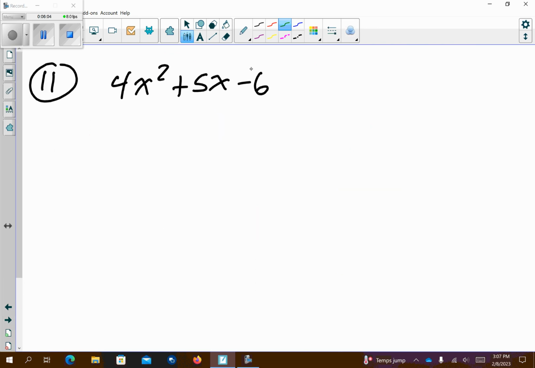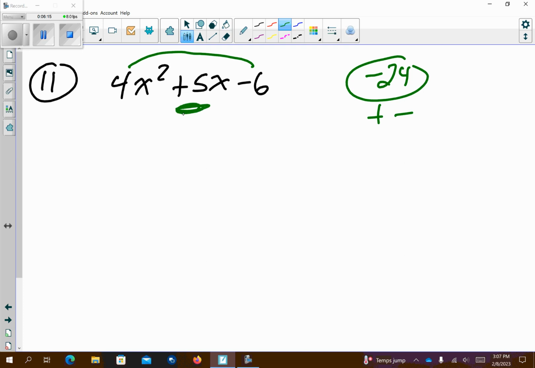Problem number 11, we're going to do the same thing. I'm going to multiply the last times the first, which is negative 24. In order to get a negative number, I have to have a positive and a negative. I want to figure out which are positive and which are negative, though they add up to positive 5. So it doesn't appear that 1 and 24 would work. It doesn't appear that 2 and 12 would work. But 3 and 8 seems interesting. They're only 5 apart. Okay, so I'm going to have a negative 3x and a positive 8x. If I add those together, I would get that 5.